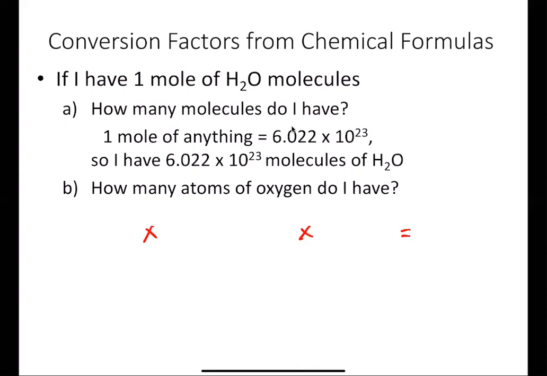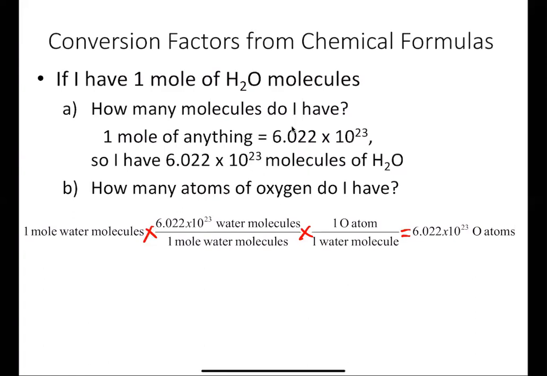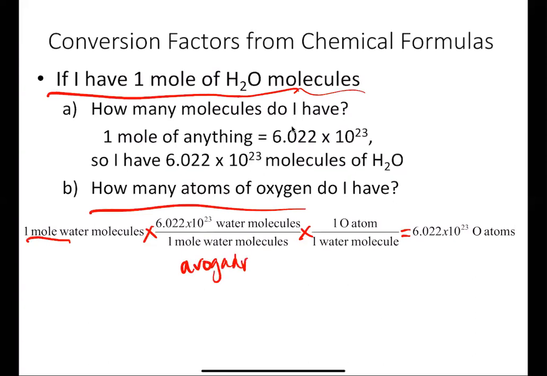But how many oxygen atoms do I have? How many atoms of oxygen? Well, I know that there's 1 oxygen atom in every molecule. So I'm going to use that as a conversion factor. So I start with my 1 mole of water molecules because that's what I was given. And then it says how many atoms of oxygen. So I'm trying to get to that. So I have to use this one first to convert from moles into molecules. This is Avogadro's number.